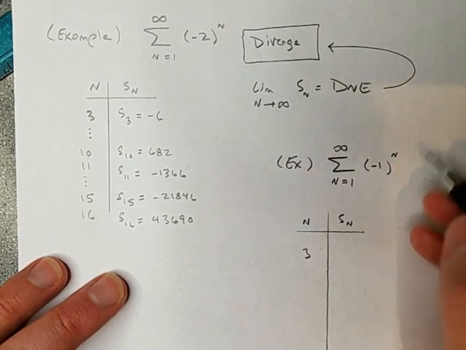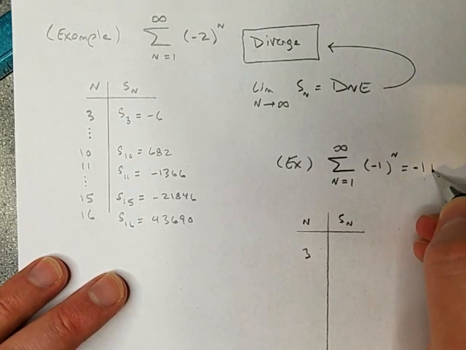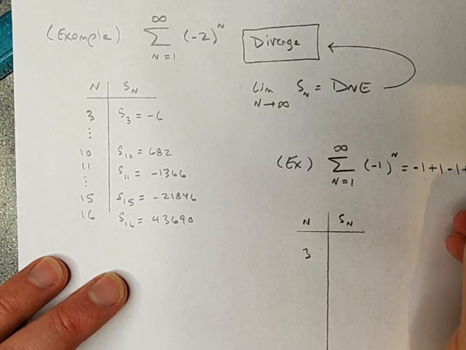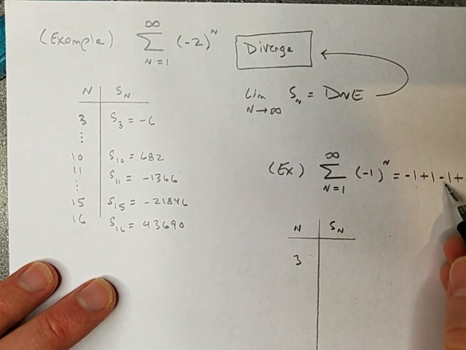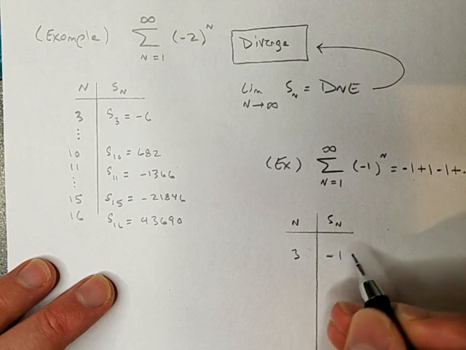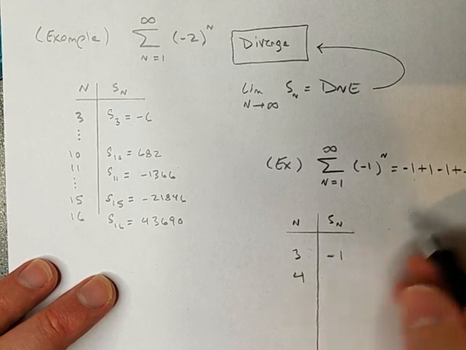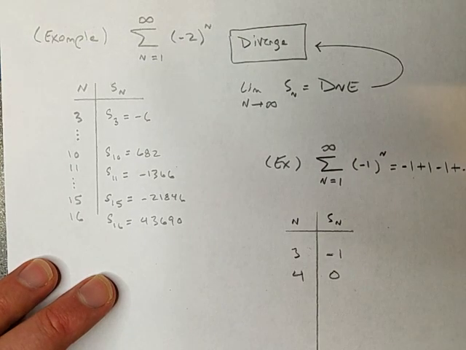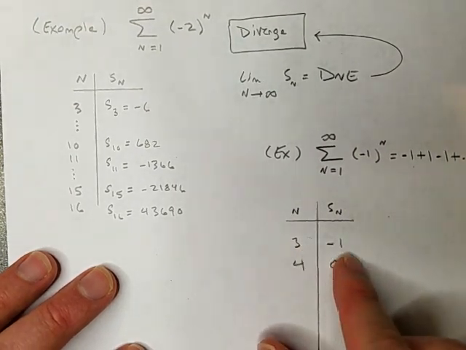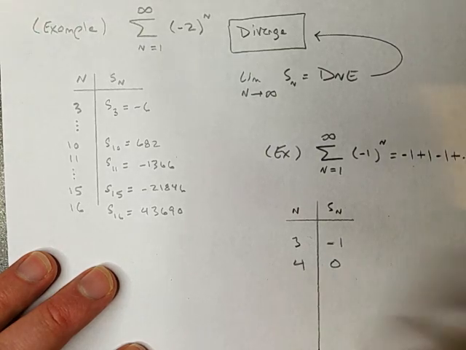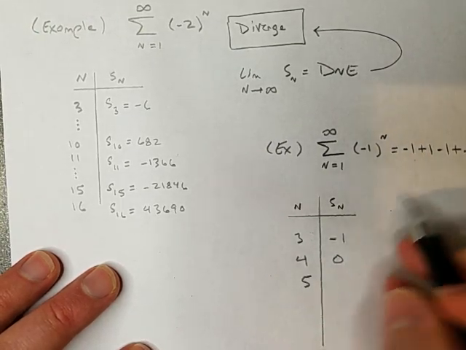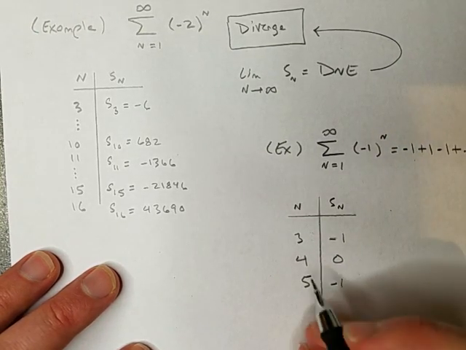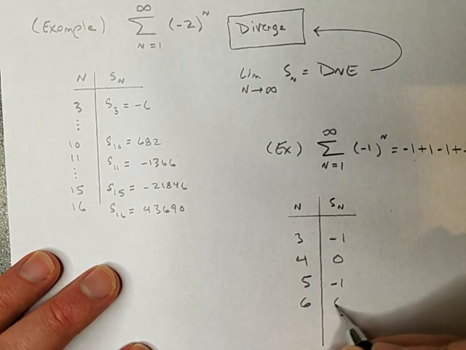What's the sum of the first 3 terms? The series is negative 1 plus 1 minus 1 plus... That's what it looks like. The sum of the first 3 terms is negative 1. The sum of the first 4 terms is, so if I add it, negative 1 plus 1, that's 0, right? If I add an odd number of terms, it's negative 1. If I add an even number, it's 0. If you added the first 5 terms, it'd be negative 1. If you added the first 6 terms, it'd be 0.